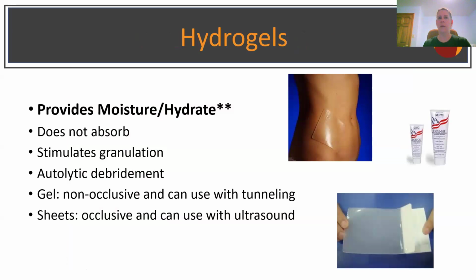I think as long as you know the primary purpose of all of these, you'll be fine for the exam. But if you want a little bit more information, it does stimulate granulation tissue. It helps the body debride itself. That's what autolytic debridement means. It means you're setting up an environment where the body can debride the dead tissue itself. Hydrogels come in gels, where you just squeeze it into the wound and then cover it with something else, or a sheet. You just put the sheet on, okay? And if you want to use ultrasound for wound healing, you can do ultrasound right over top of that sheet. Or you squirt the gel into the wound and just do the ultrasound right over top of the gel.